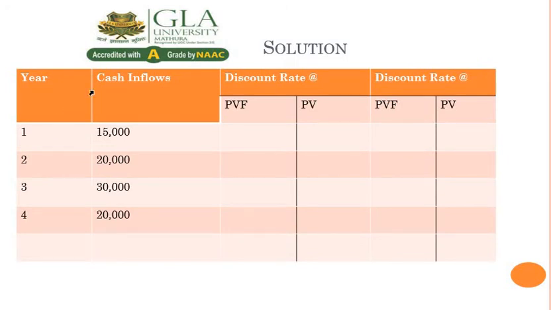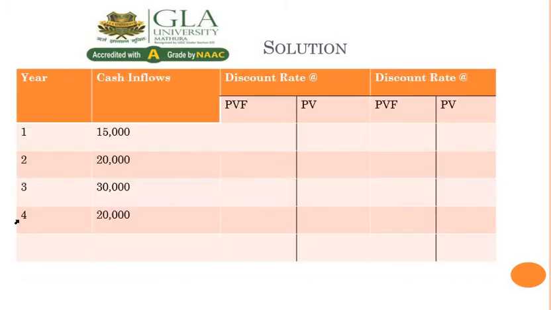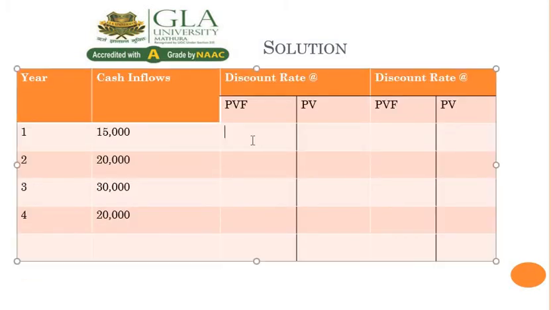Given our numerical, the initial investment is 60,000 rupees. The cash inflows are: first year 15, second year 20, third year 30, fourth year 20 (in thousands). According to these values, the total cash inflow is 85,000 rupees. We compare this against our initial investment of 60,000.